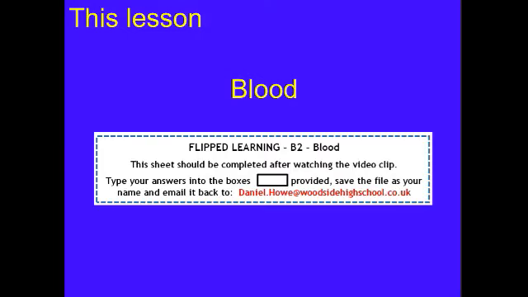This lesson is about the blood. This is B2.27 in the textbook, and this lesson will form part of the circulatory system in your revision guide.